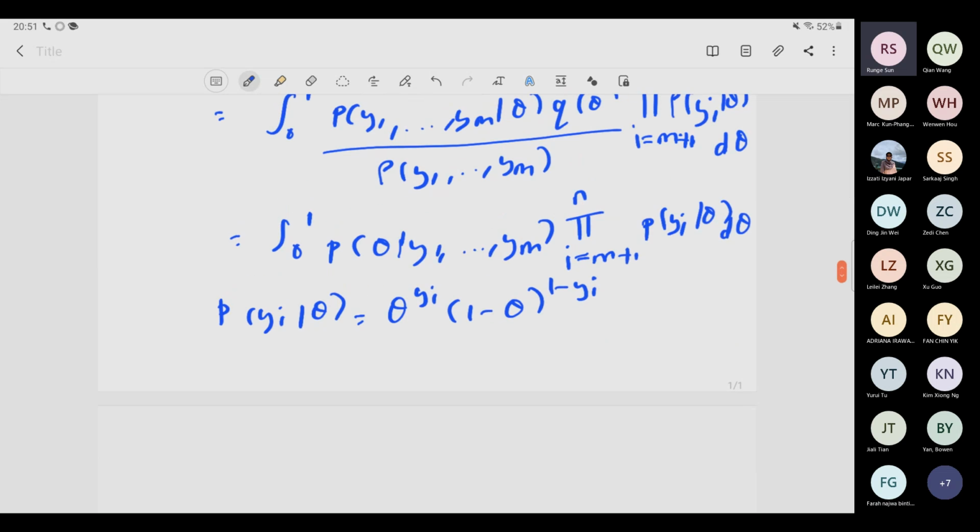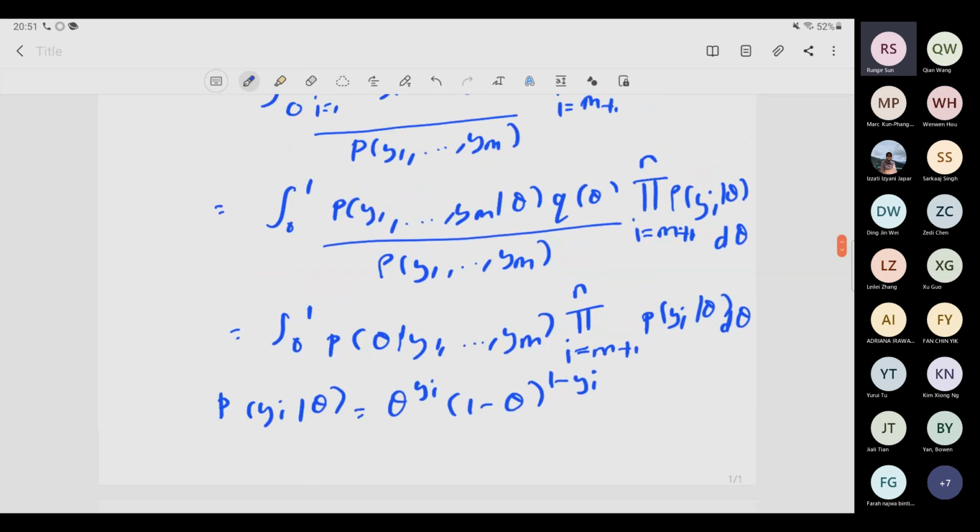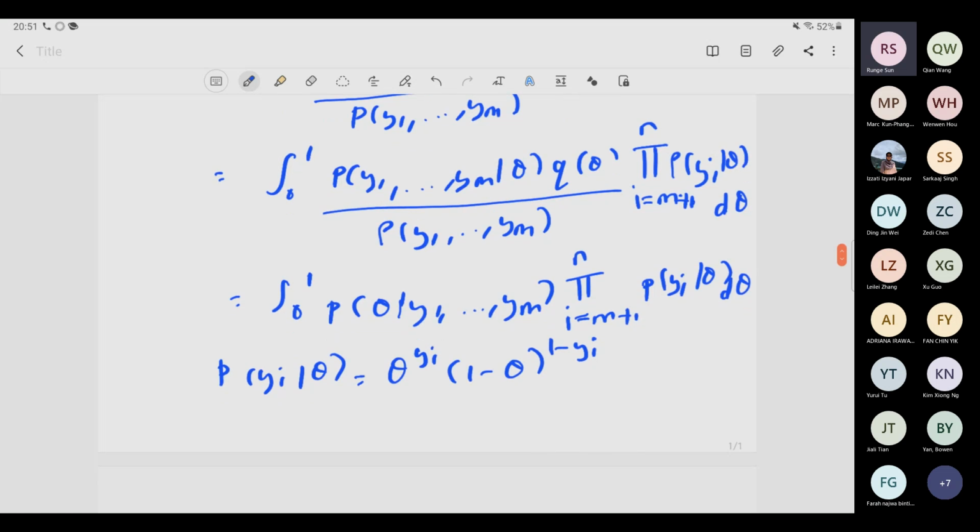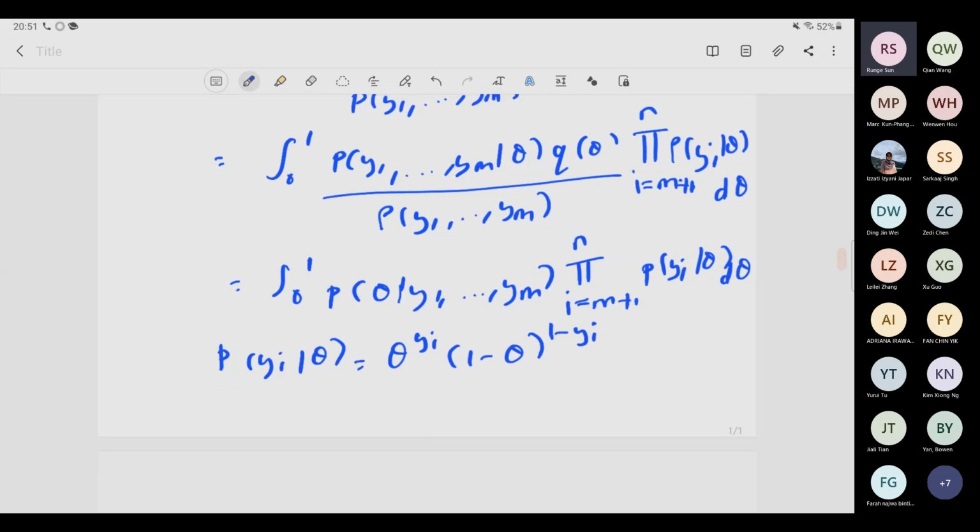Okay, so this is how you can show that your conditional data can also be equal to your new data multiplied by your old posterior, or your current posterior.